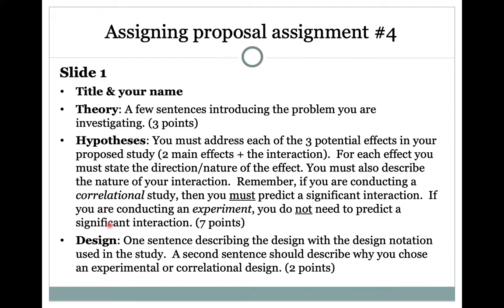You'll also on slide 1 do your design. So one sentence describing the design with the design notation. So is it a 2x2 study? Is it a 2x3 study, for example? And then a second sentence should describe why you chose an experimental or a correlational design. So why is it an experiment, or why is it a correlational design? This, of course, is going to have to do with if you can randomly assign groups or not. If you can't randomly assign groups for any of your variables, it's going to be correlational. If you can, it's going to be experimental.